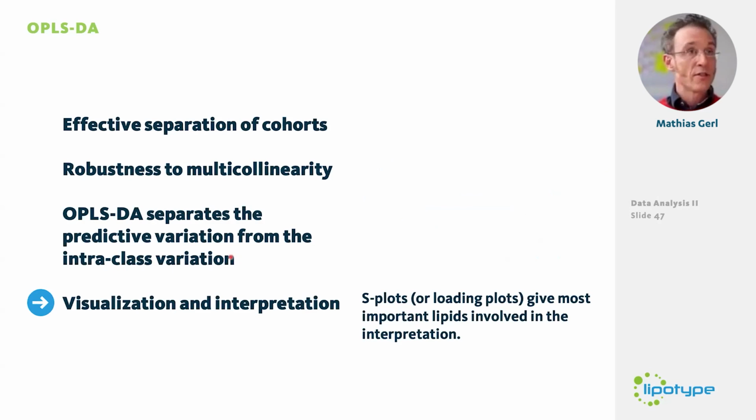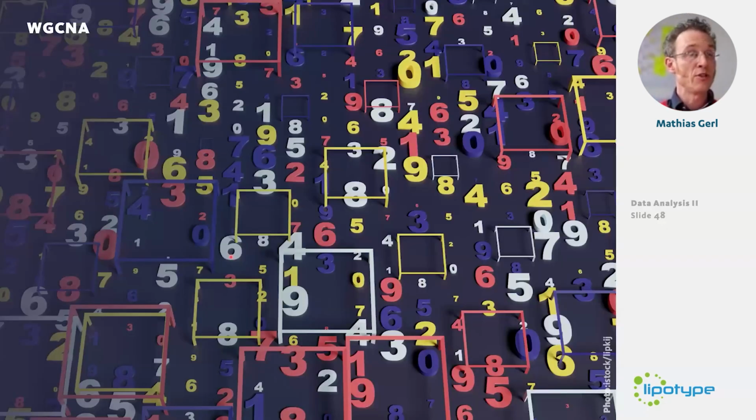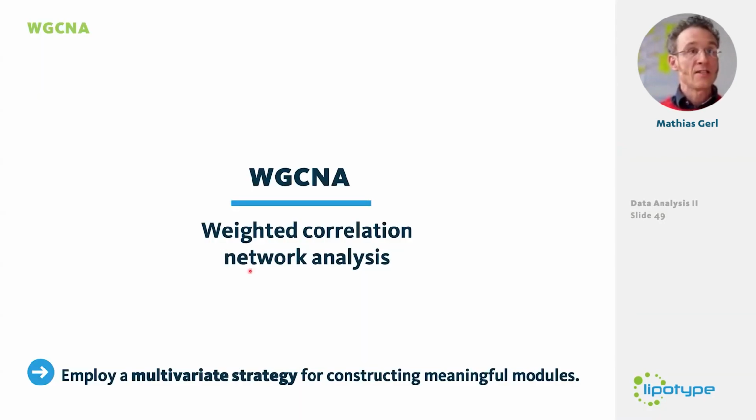So that was the first multivariate technique. The second is WGCNA. And here we have it as weighted correlation network analysis. And as I said, it's also a multivariate strategy, but this time you also get meaningful modules.